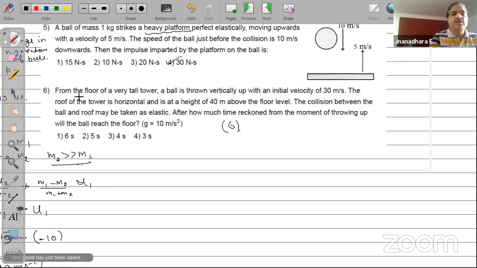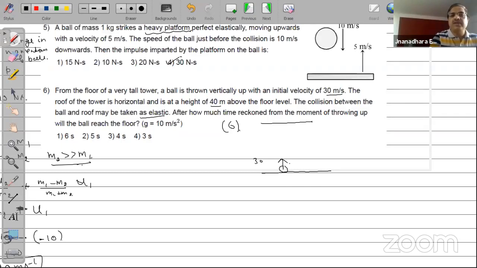Okay, sixth question. From the floor of a very tall tower, a ball is thrown vertically up with a velocity of 30 meters per second. The roof of the tower is horizontal and is at a height of 40 meters above the floor level. The collision between the ball and the roof may be taken as elastic. After how much time, reckoned from the moment of throwing up, does the ball reach the floor? A very nice question. A lot of interesting ideas are there, and therefore please make sure that you are attentive while you are understanding this problem.